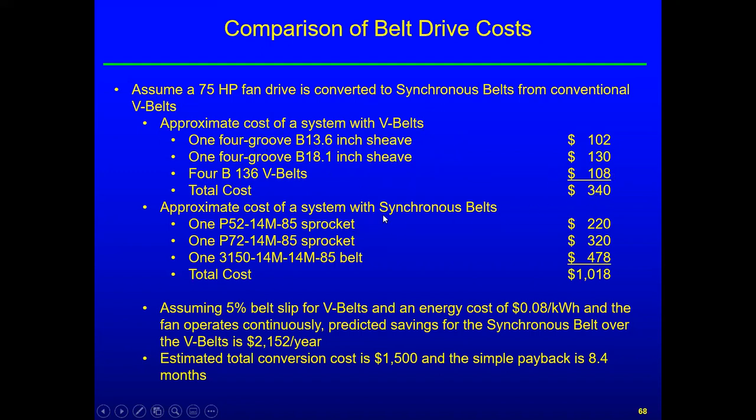If we did this same system with synchronous belts, the sprockets, I guess, are more expensive, and the belts are more expensive. It's about $1,000. Assuming 5% belt slip for V belts, an energy cost of 8 cents, and the fan operating continuously, predicted savings are about 2,000. With a conversion cost of 1,500, it's in the neighborhood of a 1-year payback or less. So if you're willing to live with the synchronous belts, that's something you probably should look at.